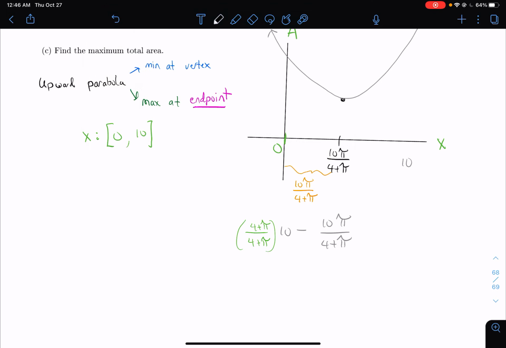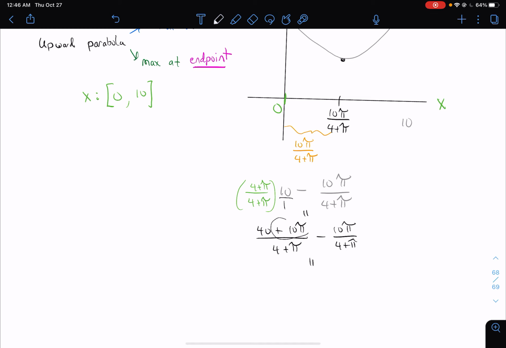So doing the multiplication, I can write 10 as 10 over 1. And if I distribute 10 to the 4 and to the pi, I get 40 plus 10 pi over 4 plus pi on the bottom. And then I got minus 10 pi over 4 plus pi. Okay, so that equals this when I'm subtracting. And now that the denominators are the same, I can combine them into one fraction. But the plus 10 pi and the minus 10 pi will cancel. And it'll leave me with 40 on the numerator and 4 plus pi on the bottom.